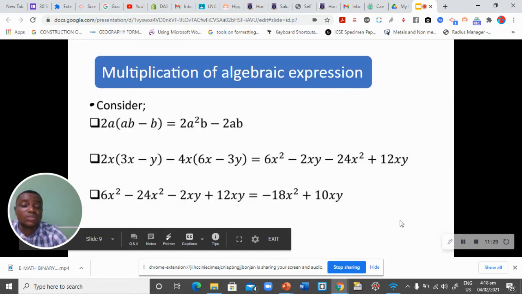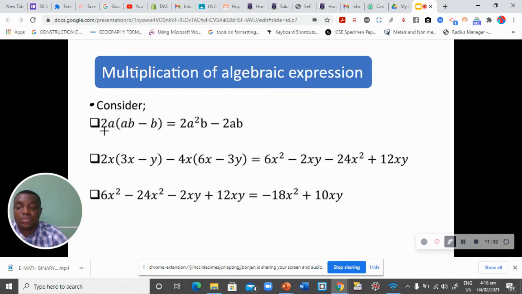So let's also consider these things. You're asked to expand 2a bracket ab minus b close. To solve this, 2a times ab, making 2a squared b. Then 2a times minus b, we get minus 2ab. So 2a times ab will give us 2a squared b, then 2a times minus b will give us minus 2ab. So the whole expression becomes 2a squared b minus 2ab.